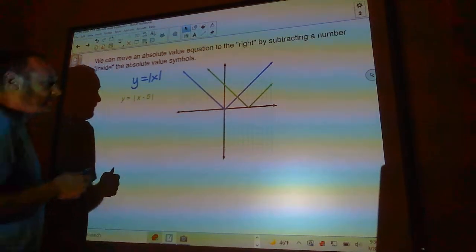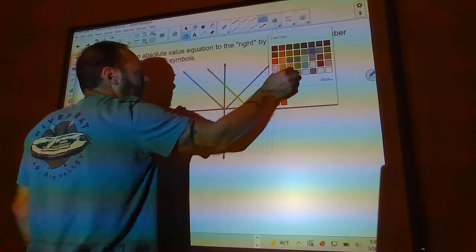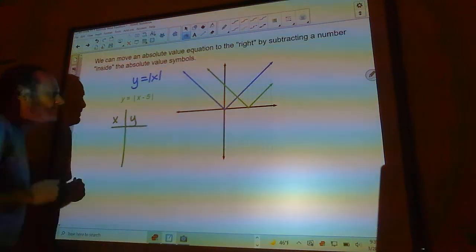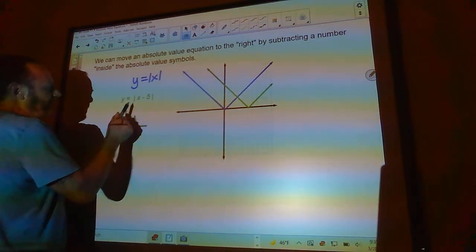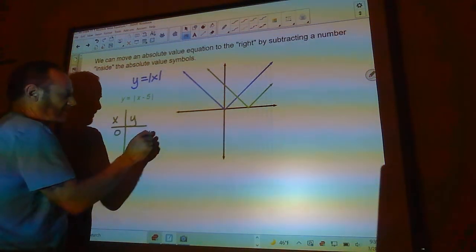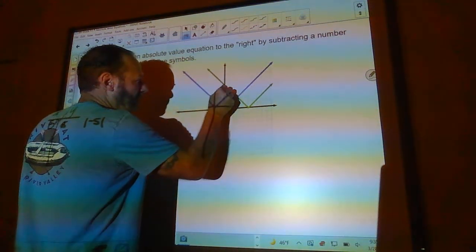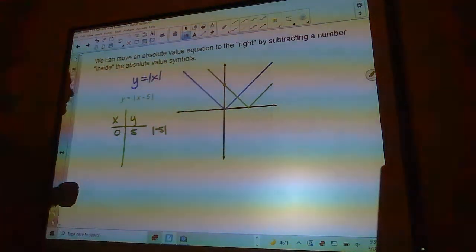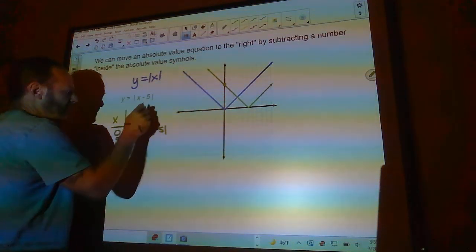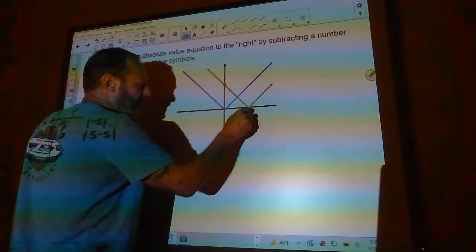Okay, now why does that work that way? Let's take a look at a table. Here's our x and our y. If I plug in the number 0 here, I get absolute value of -5, which is 5. So 0 becomes 5 right there. If I put in 5 for my x, then I get the absolute value of 5 minus 5, which is the absolute value of 0, which is 0. Oh, that's that point right there.